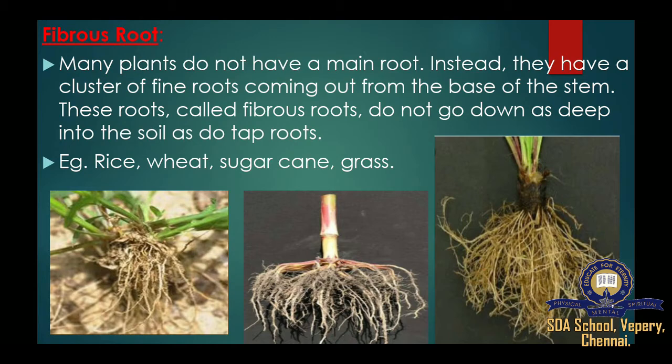The root system that develops from any part of the plant body other than the radicle is called the adventitious root system. Many plants do not have a main root. Instead, they have a cluster of fine roots coming out from the base of the stem. These fibrous roots do not go down as deep into the soil and do not form tap roots. Plants such as rice, wheat, bamboo, sugarcane, and grasses have the fibrous root system.